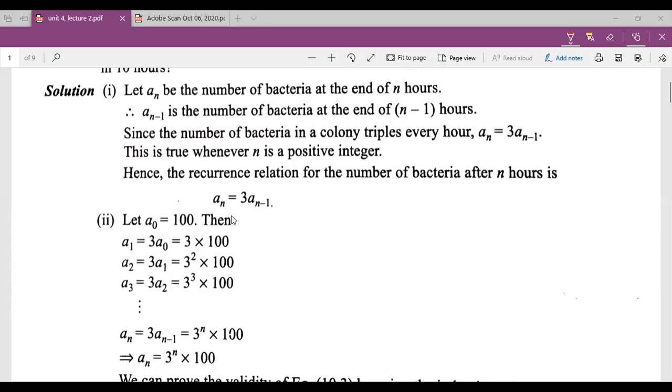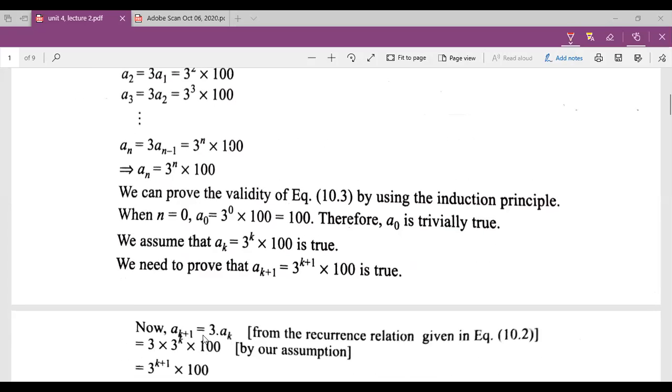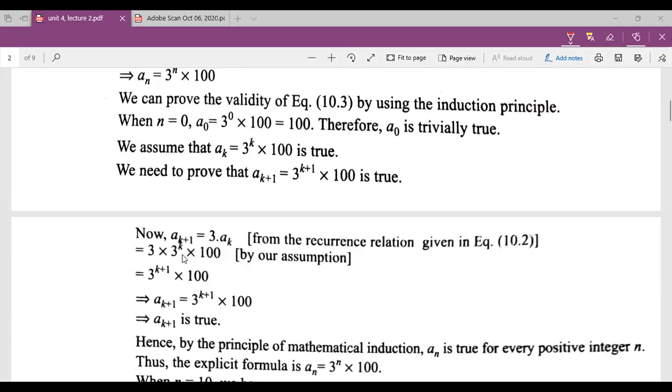Using this recurrence relation, we put n is equal to k plus 1. We get a k plus 1 is equal to 3 into a k, so that is 3 into 3 power k into 100, which is our assumption. Bases are equal, so we add the powers: 3 power k plus 1 into 100. So here we consider a k plus 1, that gives 3 power k plus 1 into 100.